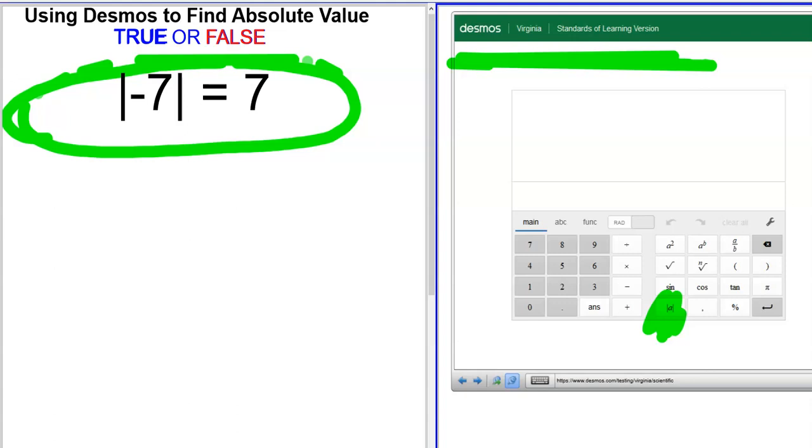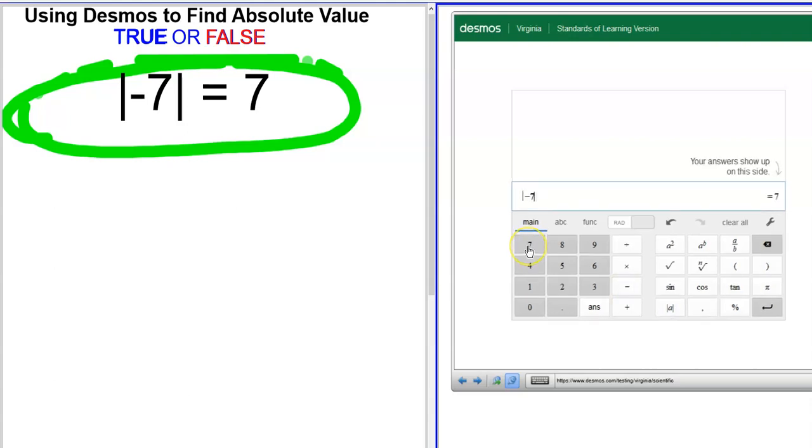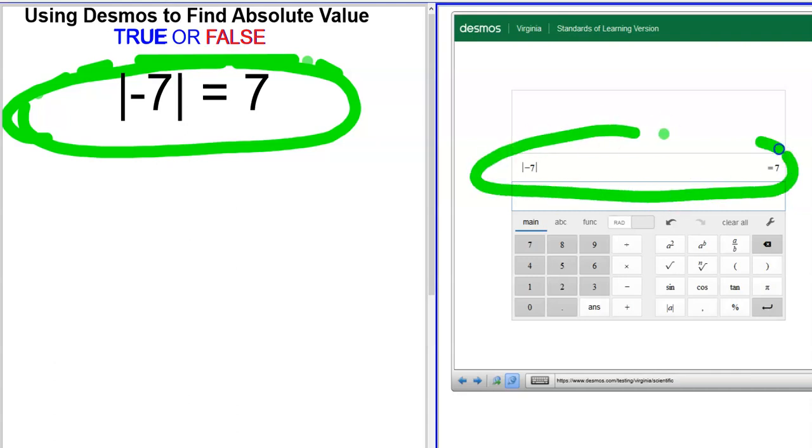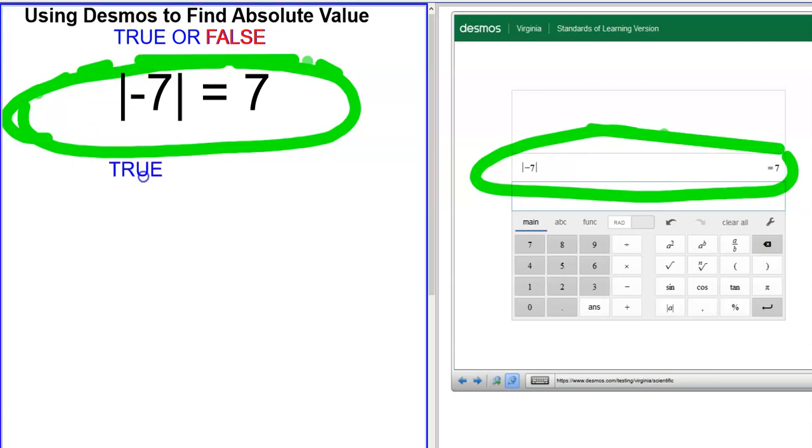So I'm going to come over here, and we can go ahead and get started. I'm going to use that key, and I'm going to put in -7. I want to find out the value of the absolute value of -7. If I press enter, I see that it's 7. So you can confirm here with your Desmos calculator that that is a true statement. So this would be true.